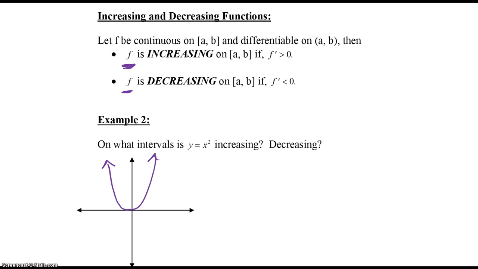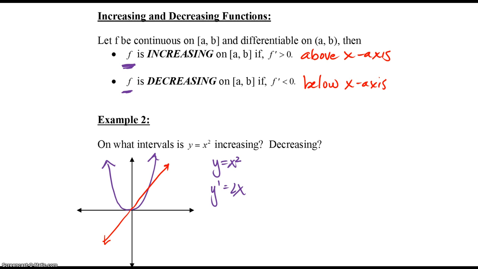Okay, but let's show using our new definition here. We know that if y equals x squared, then y prime is 2x. So if I graph that in red, y equals 2x looks like this. When we're looking for increasing and decreasing, it says where the derivative is positive, meaning above the x-axis, and below the x-axis when f prime is negative.